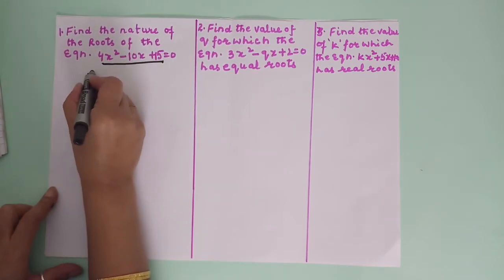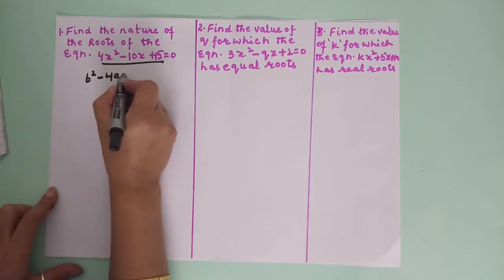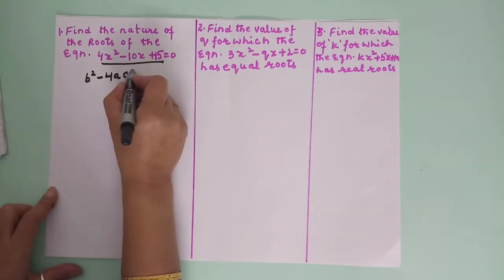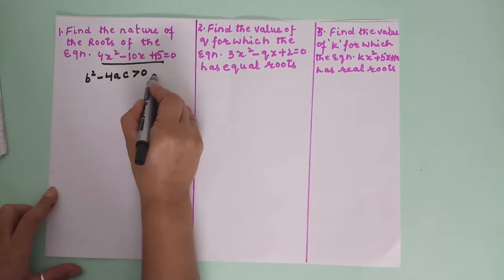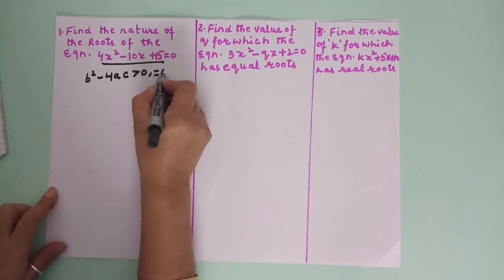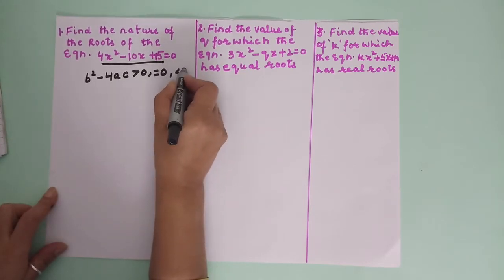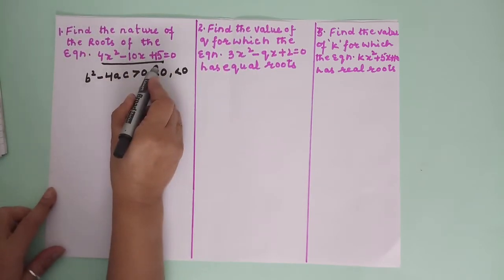So, b square minus 4ac, right? So, we will find if this is greater than 0. We know that the roots are going to be real and distinct. If this is equal to 0, roots are going to be equal and real. And if this is less than 0, then this equation will have no solution. So let's calculate the discriminant of this.